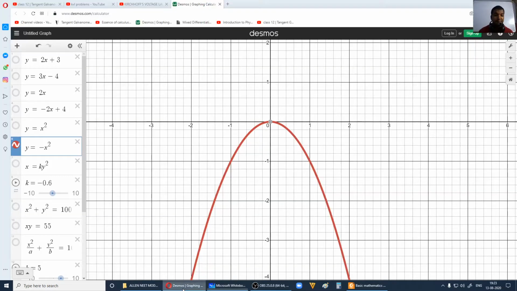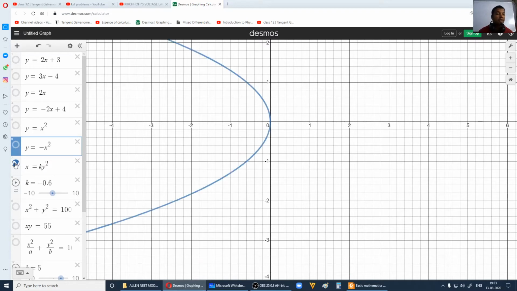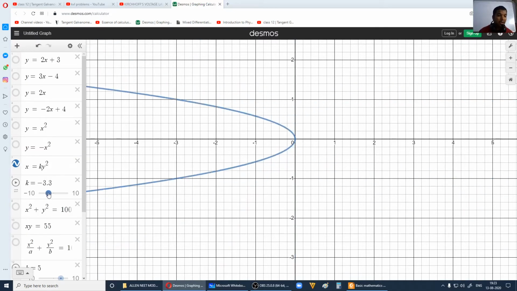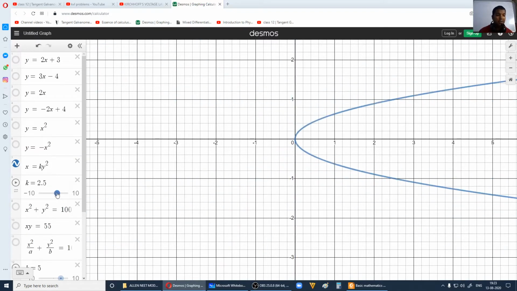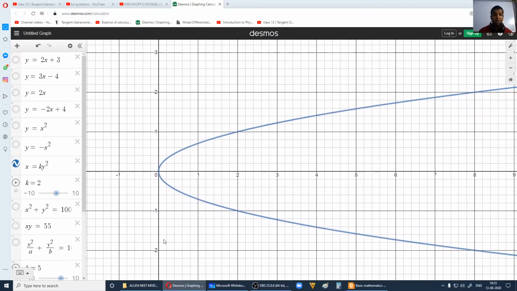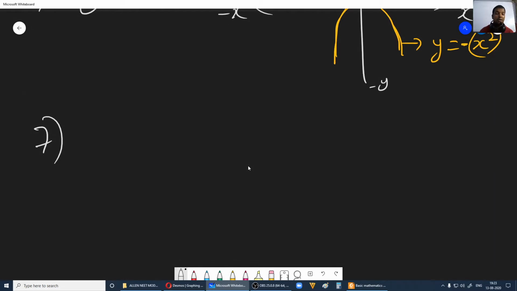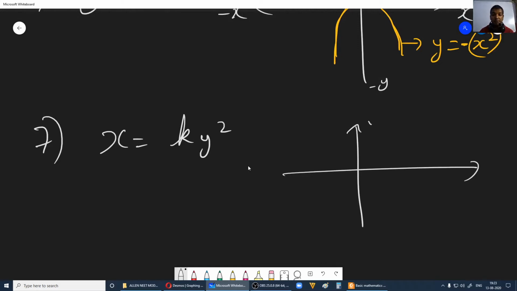Let us look into the seventh one. Here you have x is equal to ky square. I have a pointer here, I can vary k here. When k is positive, that is x is equal to ky square, you are getting a parabola. You can see that the parabola is opening towards the positive x-axis. You can draw that here. This is how the parabola looks. Just a rough sketch would do. It will open up towards the positive x-axis.